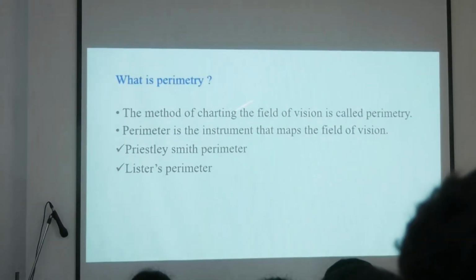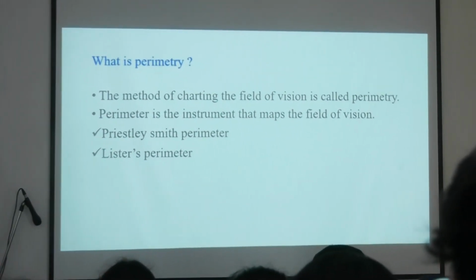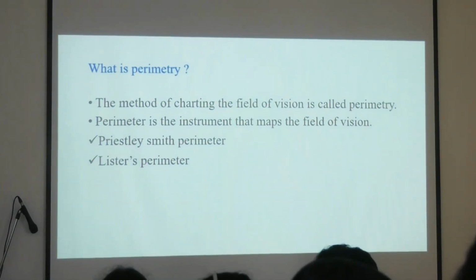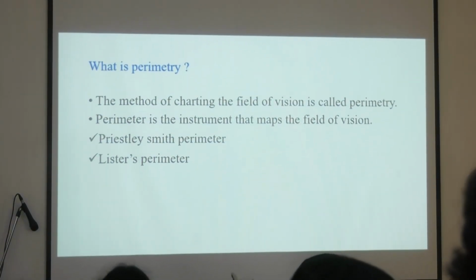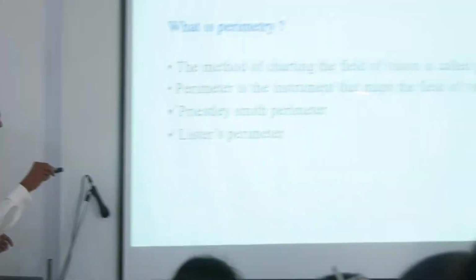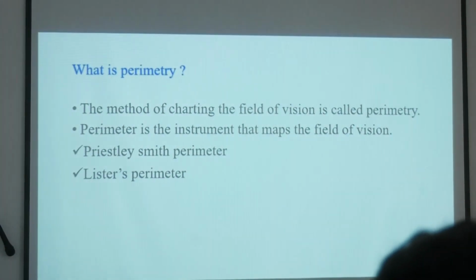Next, what is perimetry? Perimetry is the method of graphically charting the field of vision, because it is basically a graph. So graphical representation of the field of vision is called perimetry. And the perimeter is the instrument that maps the field of vision.